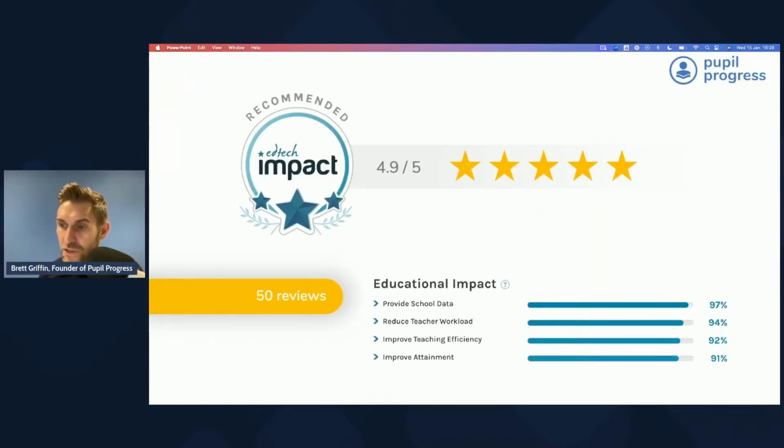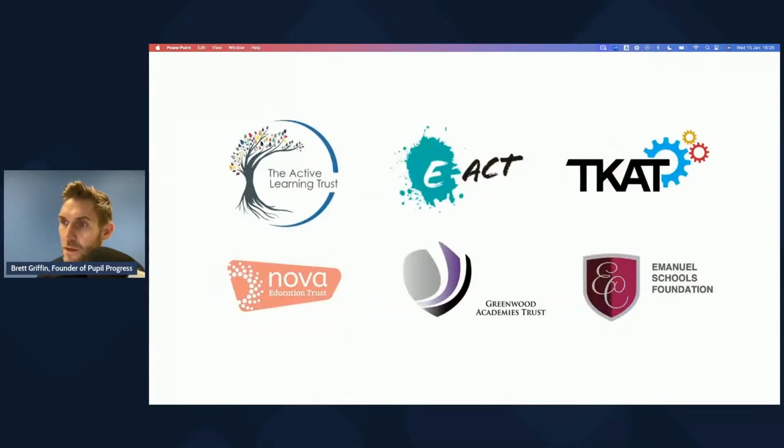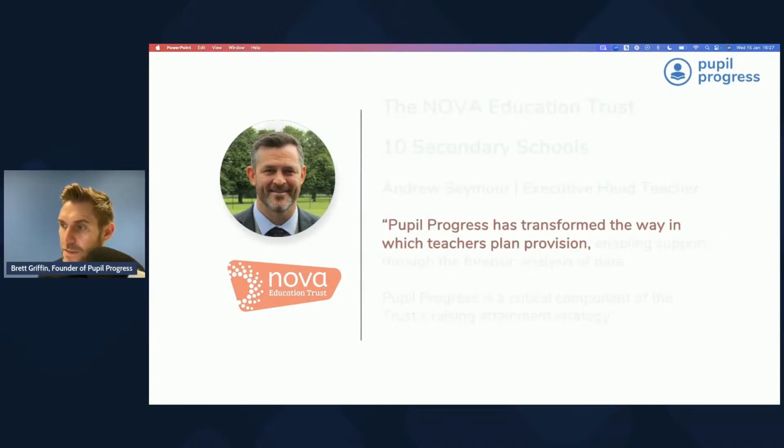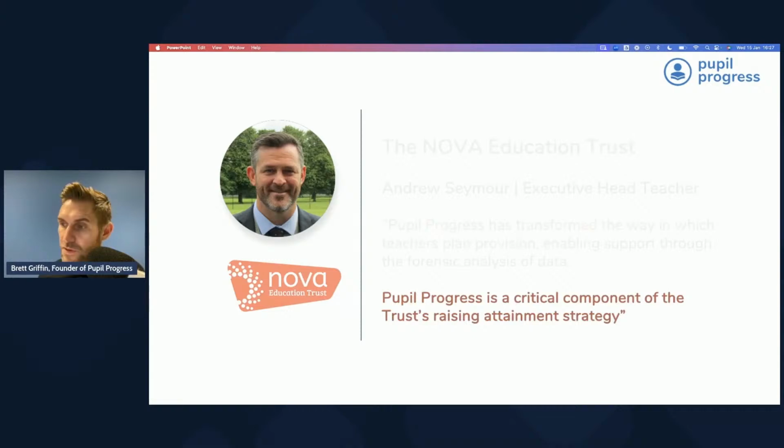Things that I want to make sure that we share: we've got over 50 reviews at 4.9 out of 5 on EdTech Impact results. We are used by some of the largest trusts in the UK, and we've got some really great case study feedback from a number of those. In particular, at Nova, the Director of Trust Achievement, Andy Seymour, has cited Pupil Progress as being something that has transformed the way that teachers plan their provision, again, highlighting that impact on classroom performance.